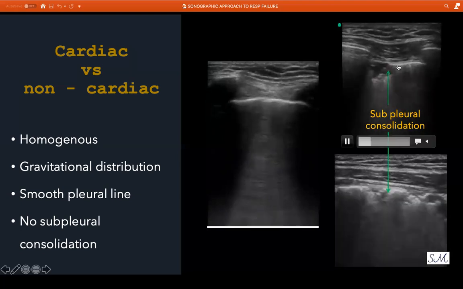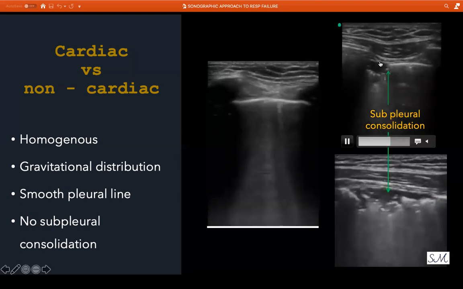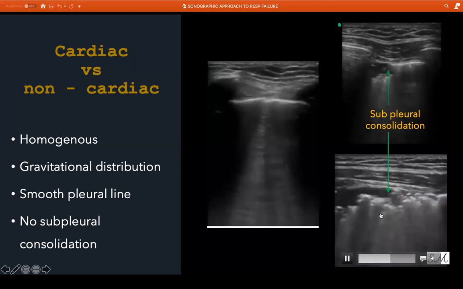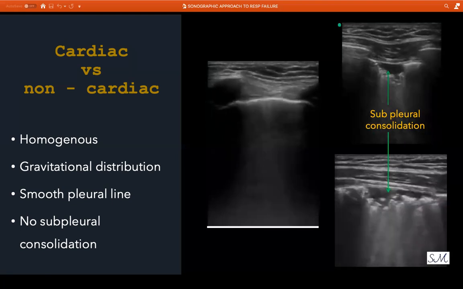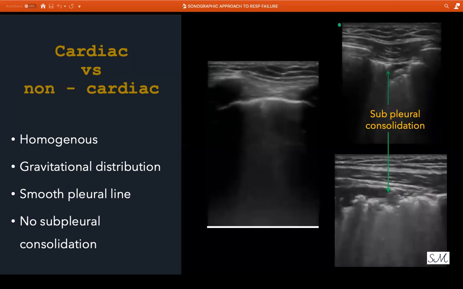On the other hand, here you can see there is subpleural consolidation and there are vertical B lines starting below the consolidation. This indicates a non-cardiac or pulmonary cause of B lines.